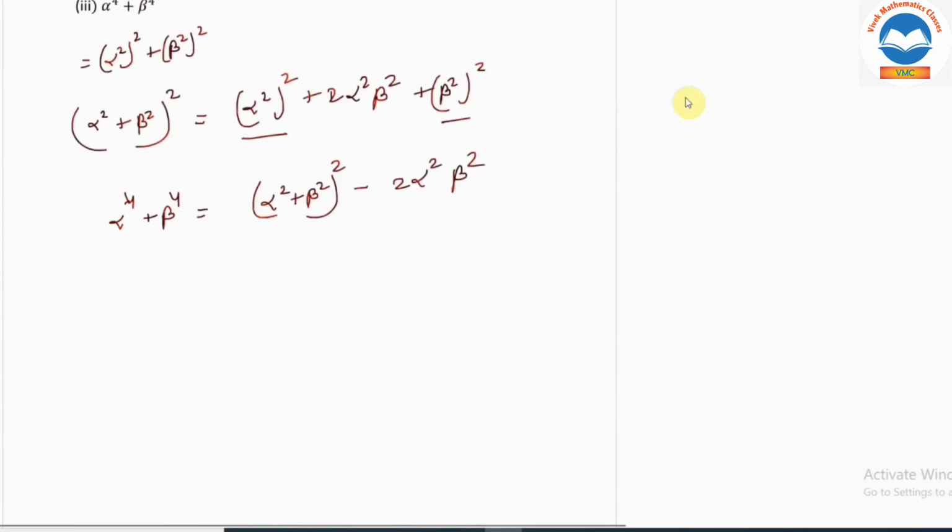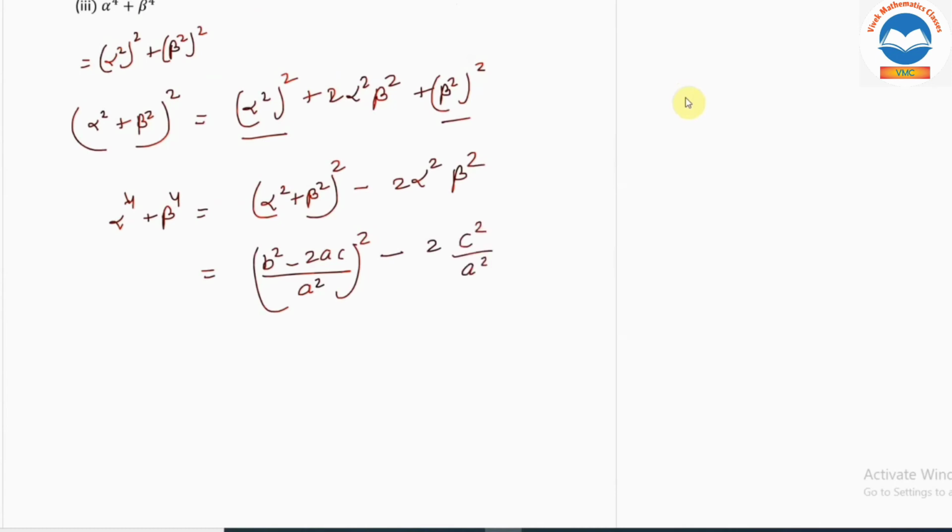So what will that be? B square minus 2ac divided by a square, again whole square, minus 2 times alpha square beta square. What can we write? Alpha beta whole square, so c square by a square. This will be your answer for alpha to the power 4 plus beta to the power 4. We can simplify further if you want.